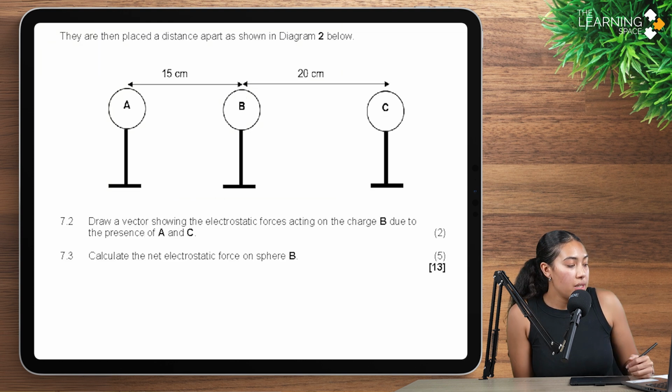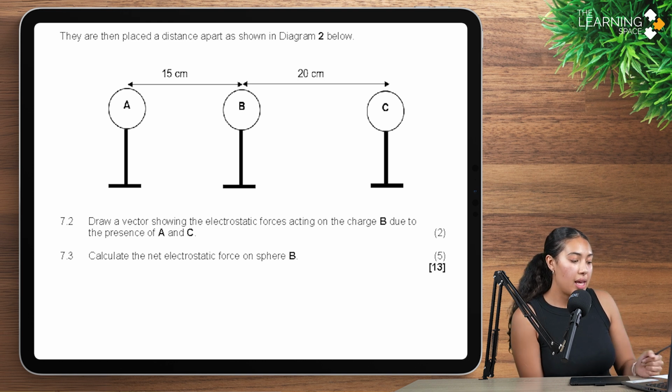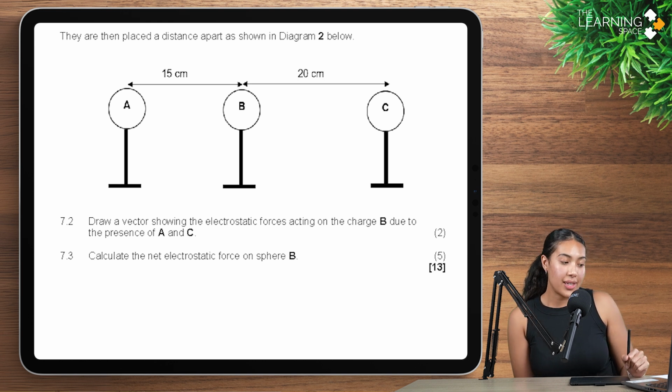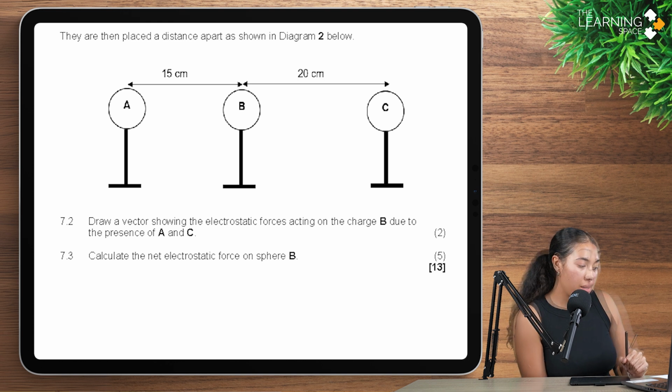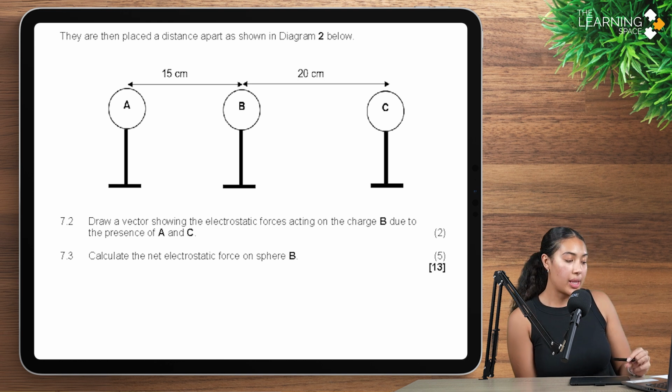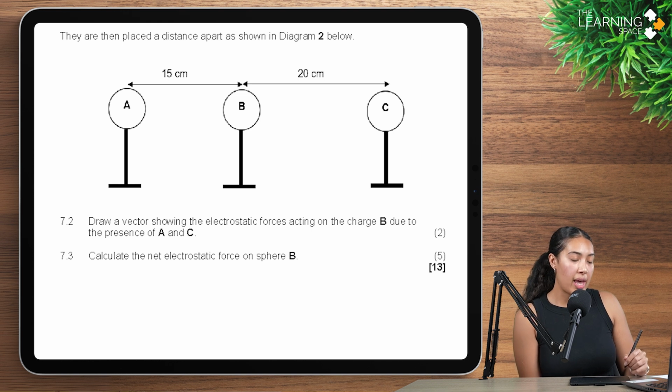Okay. The spheres are then placed a distance apart, as shown in the diagram. So you can see that the distance between sphere A and sphere B is 15 centimeters, and the distance between sphere B and sphere C is 20 centimeters. They then ask us to draw a vector showing the electrostatic forces acting on charge B due to the presence of A and C.